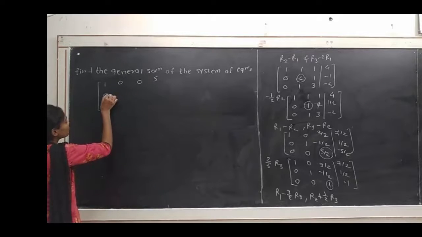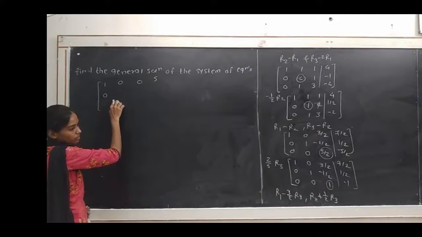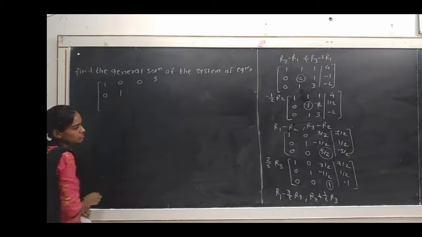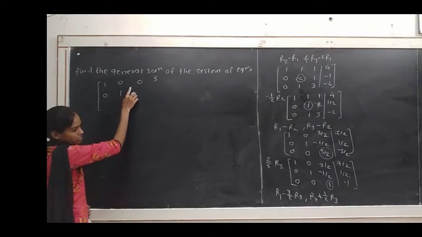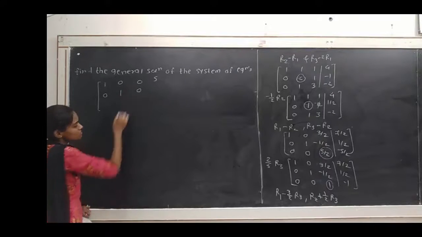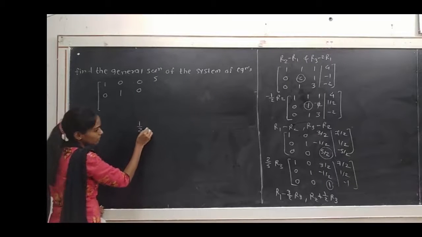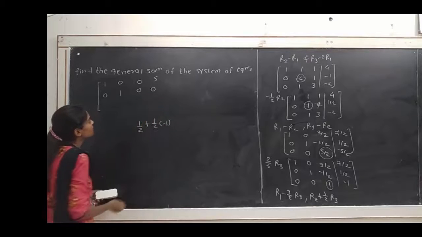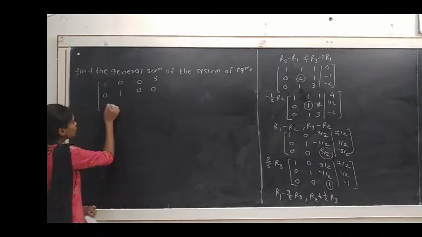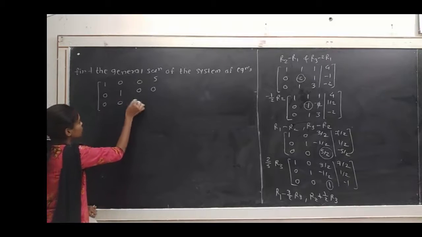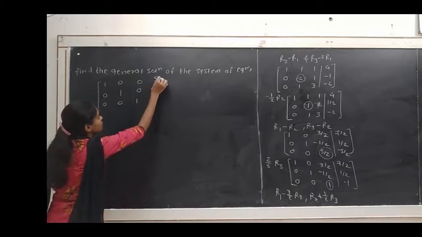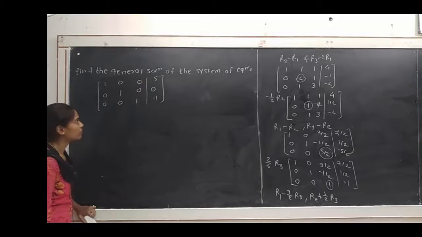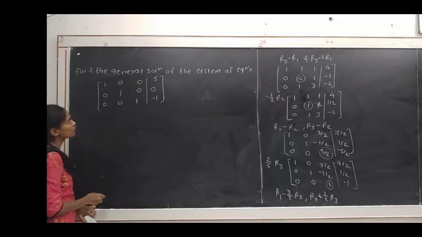Then the second row: 0 plus 1 by 2 into 0, we get 0. Then 1 plus 1 by 2 into 0, 1. Then minus 1 by 2 plus 1 by 2 into 1, we get 0. Then the next entry will be 1 by 2 plus 2 into minus 1, that is 1 by 2 minus 1 by 2, we get again 0. Then the third row will be 0, 0, 1 and minus 1 as it is. So this is the new reduced augmented matrix [A|B].